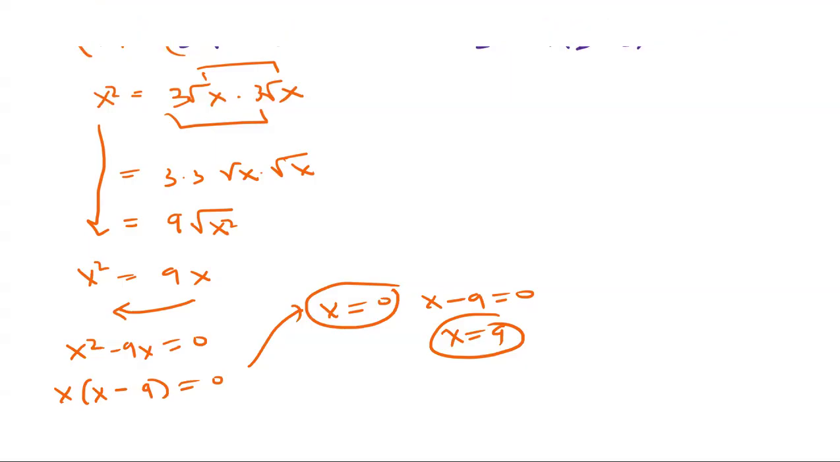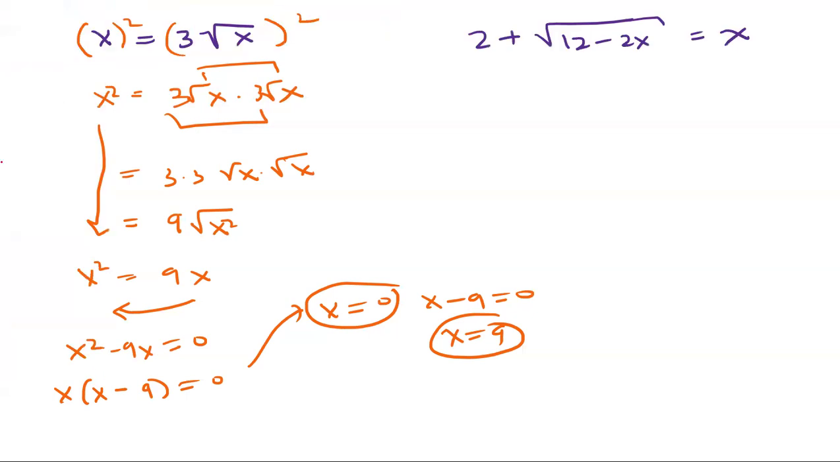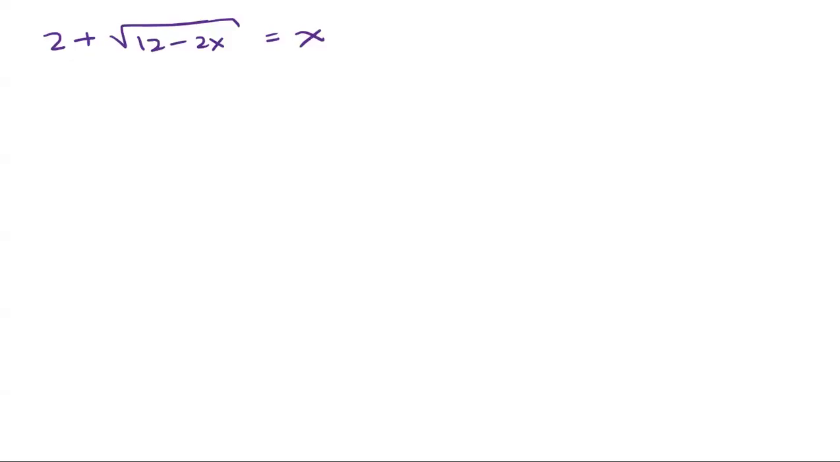Okay, the next one I really want to emphasize because, again, it's a common mistake that students make. So this one we have 2 plus the square root of 12 minus 2x equals x. And what a lot of students will do is do this, okay? And let me pause this. Okay, so a lot of students will do this.